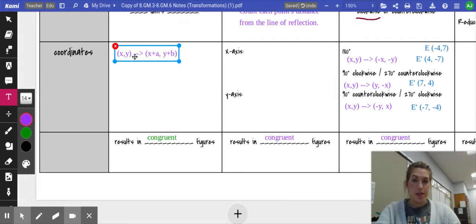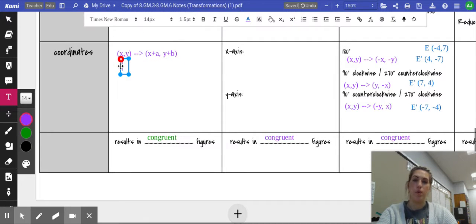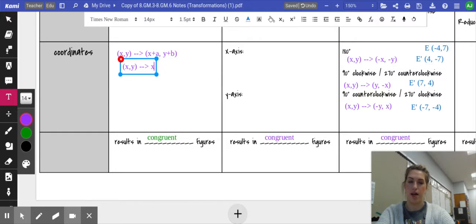So we could have x plus a, y plus b. We could also be subtracting: x, y becomes x minus a, y minus b. A and b are just integers.